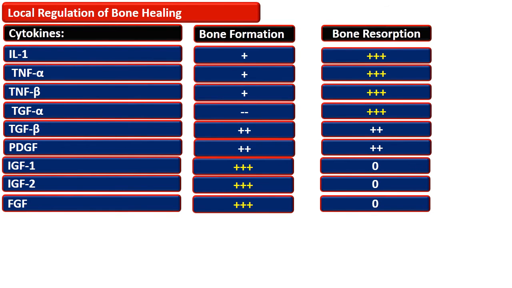A cornucopia of cytokines is involved in the regulation of bone healing. Interleukin 1, TNF alpha and TNF beta have weak bone formation action, while they have a strong bone resorption capability. TGF beta and PDGF both have equivalent bone formation and bone resorption function, while insulin-like growth factor 1 and 2 and fibroblast growth factor have a strong activity for bone formation, while they have no activity for bone resorption.